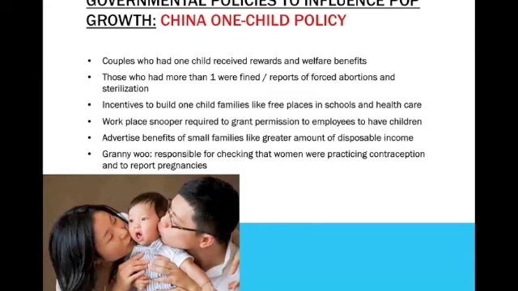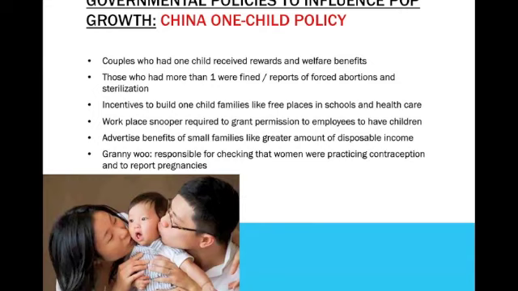Or your child may get benefits like that. And people who had more than one child were fined, so they had to pay money. And there were also reports of forced abortions and sterilization, so the government forced people to abort their children while they're in the womb.